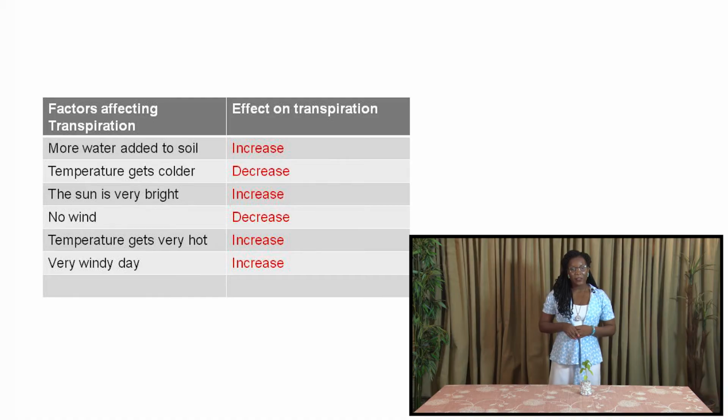More water added to soil, transpiration increase. Temperature gets colder, decrease. The sun is very bright, increase. No wind, decrease. Temperature gets very hot, increase. Very windy day, increase. Very good.